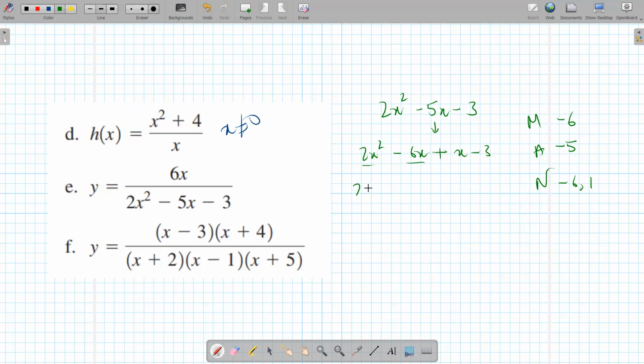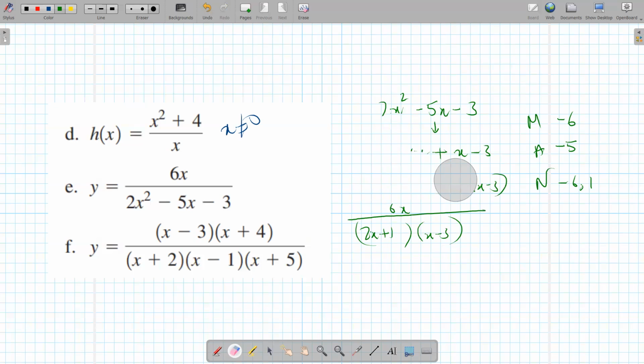What are you left with in a bracket if you pull out a 2x? X minus 3. Yes. From the next two terms, you can pull out a 1 because you can't pull anything out, and then you'll pull out a 1. So you'll get this in the denominator, okay? In the numerator, we had 6x.